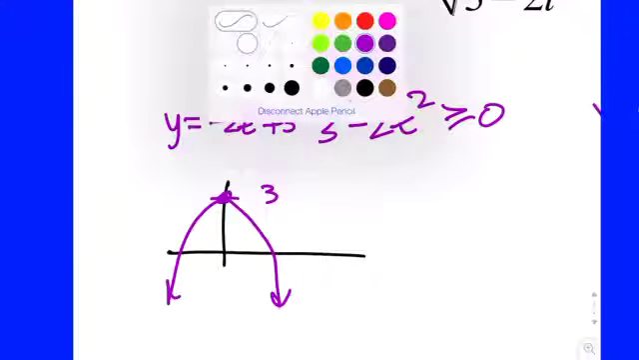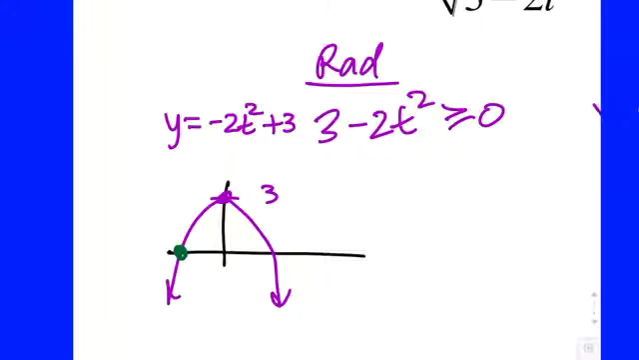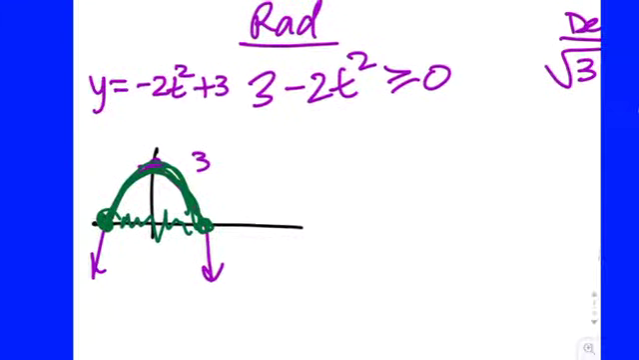And now we want to know where is it greater than or equal to 0. So once again, greater than or equal to 0 is going to be on or above the x-axis. It's going to be the connected interval between the two. So as always, it comes down to finding the x-intercepts. Now, does 3 minus 2t squared factor nicely? No. So in this case, I'm not going to factor it and say it's greater than or equal to 0.